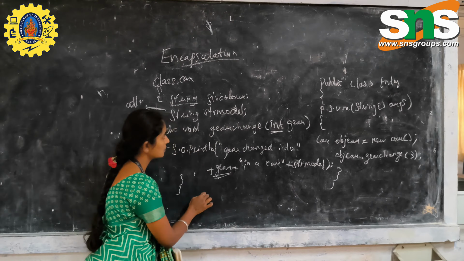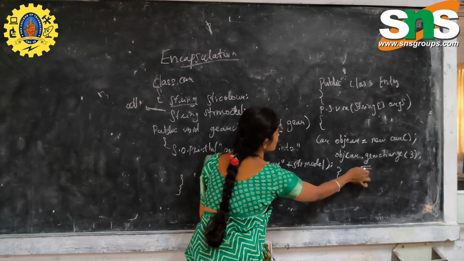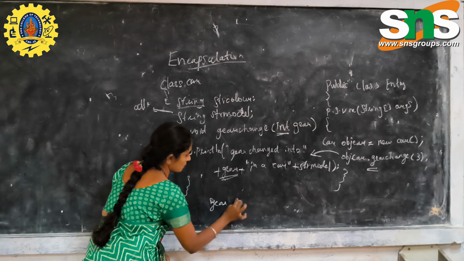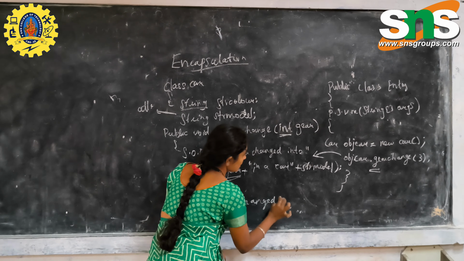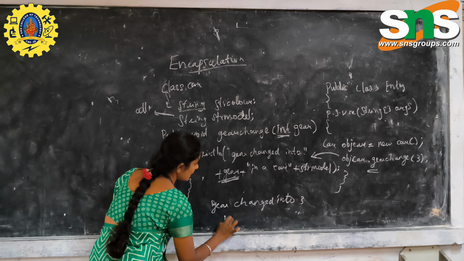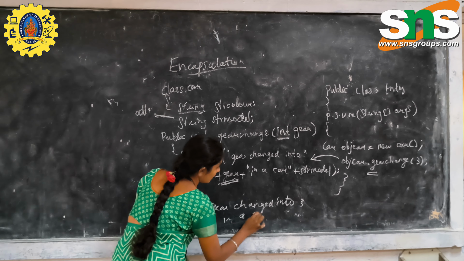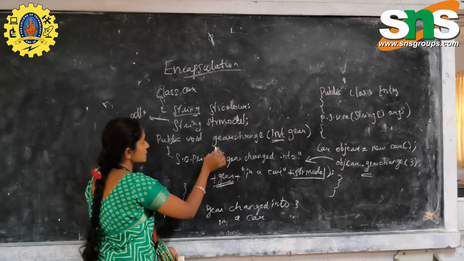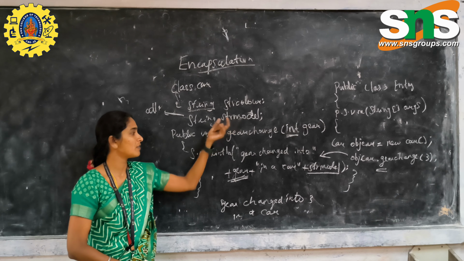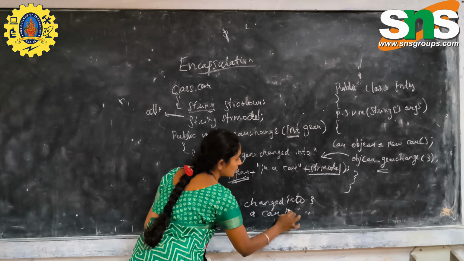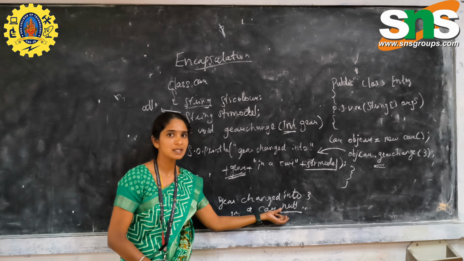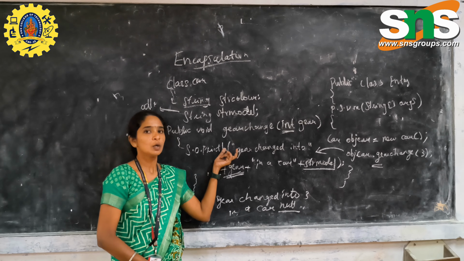So my output is, when you call this method, it will print this value: gear changed into 3 in a car. For the str model, we have not created or initialized any value, so this value will be printed as null. To replace the value for this, we have to use another concept to define the values.